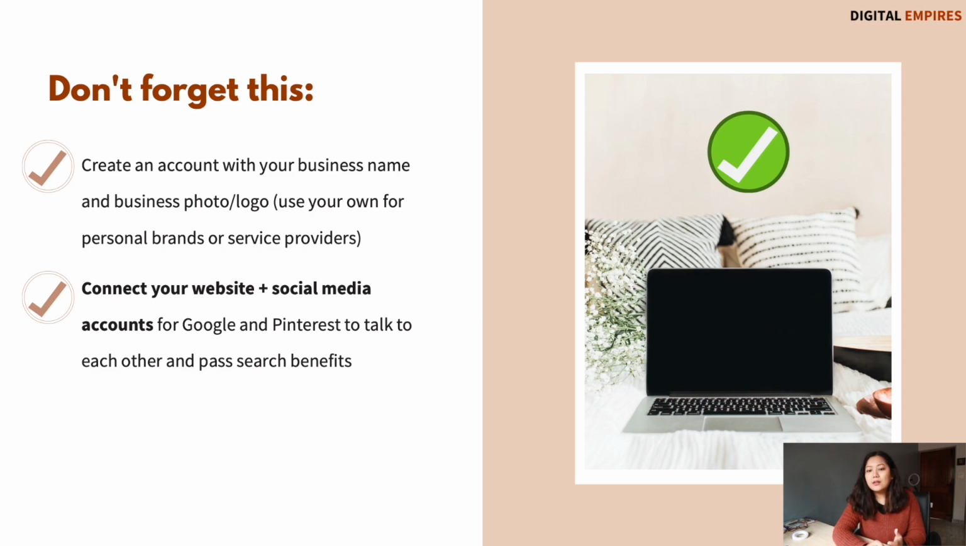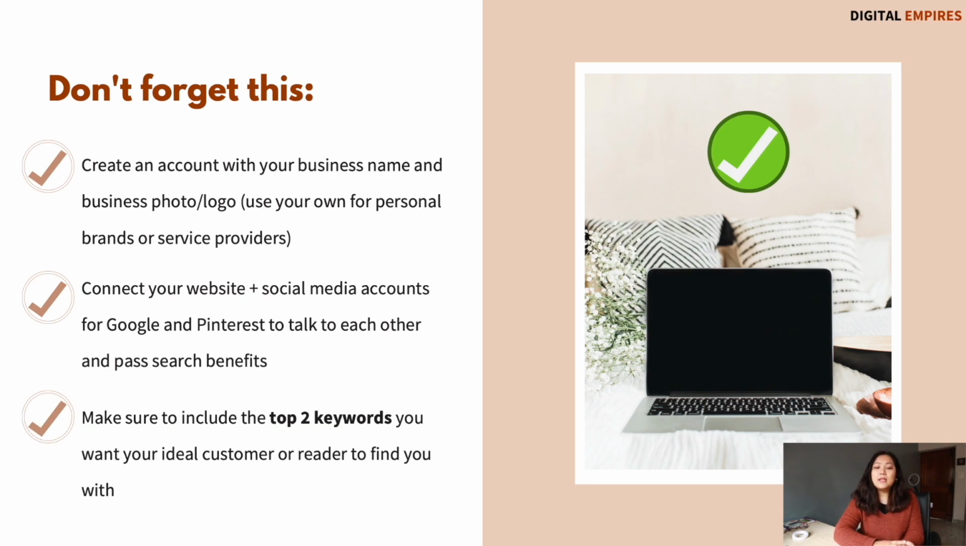for Google and Pinterest to talk to each other and pass on search benefits. So unlike other social media platforms which don't really talk to each other, that's not really the case with Pinterest. You want Google and Pinterest to be connected so that they know exactly what's happening on one platform and using that benefit on one platform to increase your rankings on the other. And number 3, you want to make sure to include the top two keywords you want your ideal customer or audience to find you with.